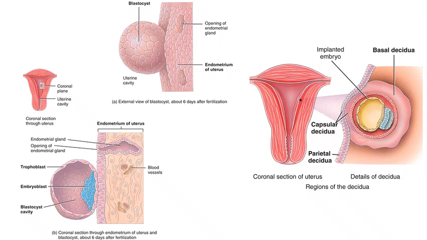The decidua basalis is the portion of the endometrium beneath the implanting embryo, and it provides large amounts of glycogen and lipids for the developing embryo and the fetus. And later, it actually becomes the maternal part of the placenta.